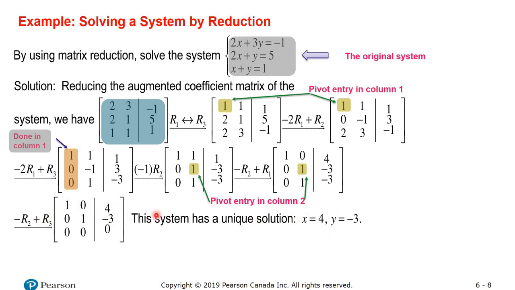What does row 2 tell you? Unpack it. It tells you that 0 times x plus 1 times y equals minus 3. So that means y equals minus 3. And that's what's been written down there. And then we have a row of zeros which tells you nothing. So we have unpacked all of the information, and we have consequently solved a system of 3 equations in 2 variables using matrices. And this was a method called reduction.